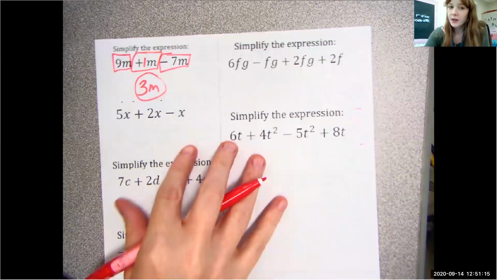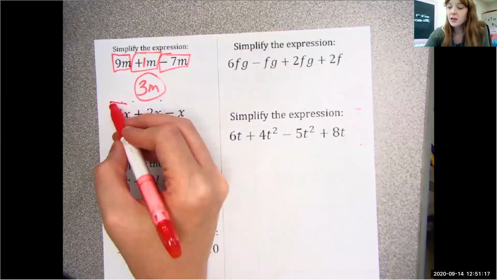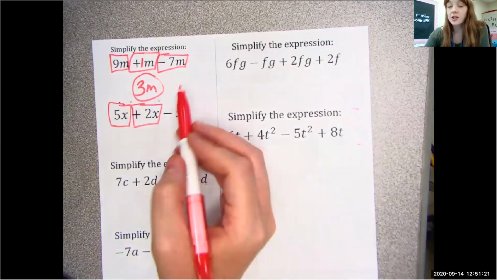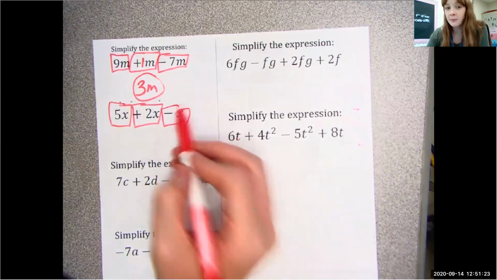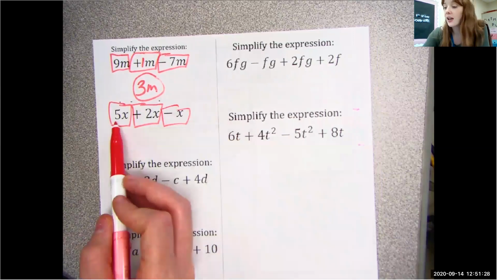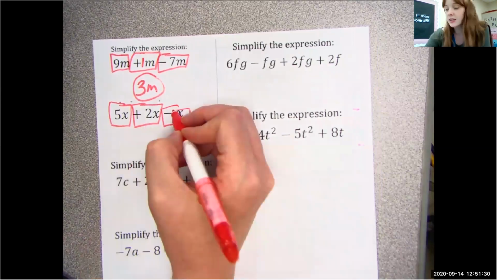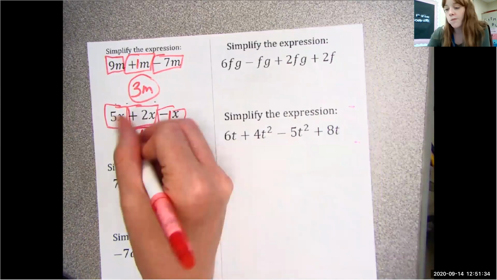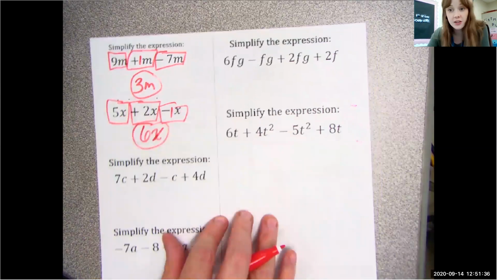Now I look at the next one and it's 5x plus 2x minus x. They're all like terms because they're all the same variable. 5x plus 2x is 7x. Take away 1x gives me 6x. And that's my final answer. There's nothing else that I have to do.